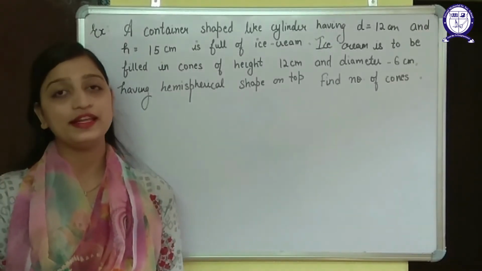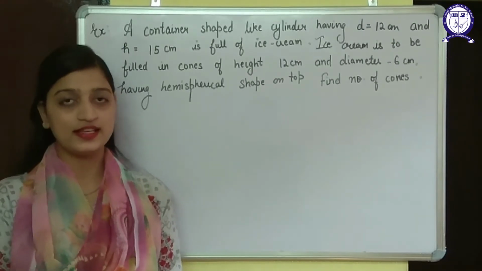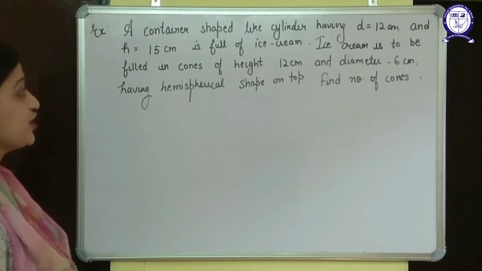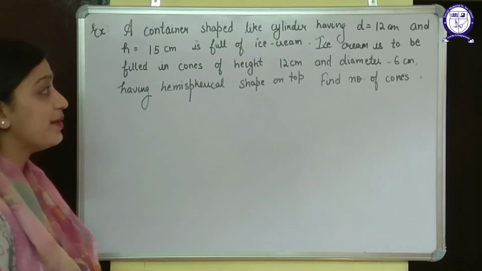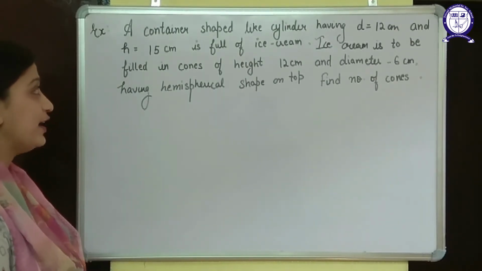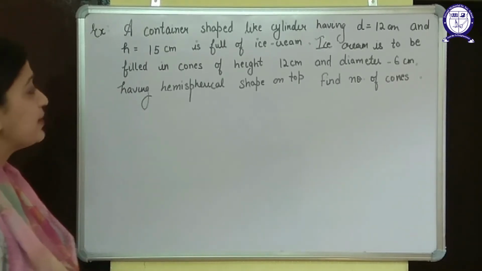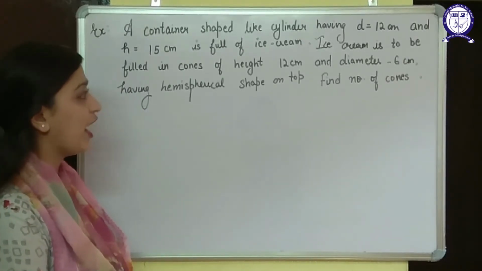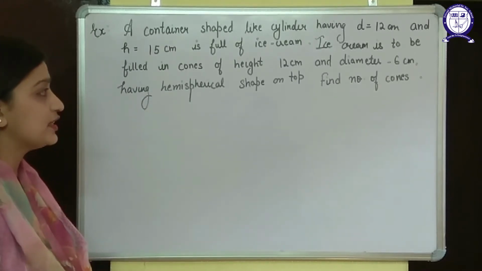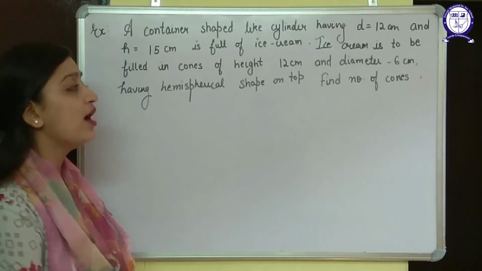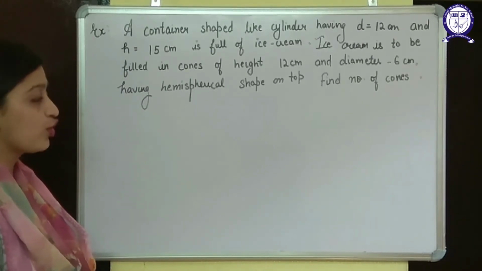Now coming to the very important question of this exercise, this is question number 5. It says a container shaped like cylinder having diameter 12 cm and height 15 cm is full of ice cream. Now ice cream is to be filled in cones of height 12 cm and diameter 6 cm having hemispherical shape on the top. Find the number of cones.